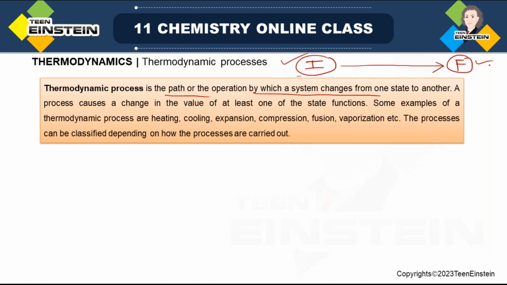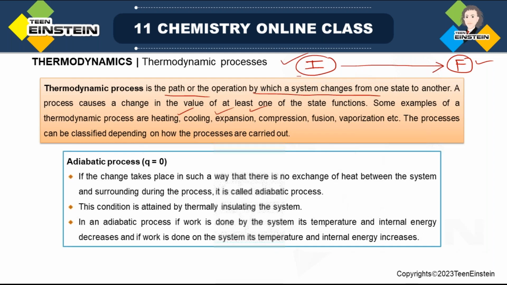Some examples of thermodynamic processes are heating, cooling, expansion. Suppose you have taken some water in a beaker and you are now heating it, so it will start evaporating, there will be boiling. Then you take water and cool it, it will be converted to ice. So different operations are possible. Compression: you have taken some amount of gas and now you are increasing pressure, you are doing compression. These processes can be classified depending on how we are doing them.